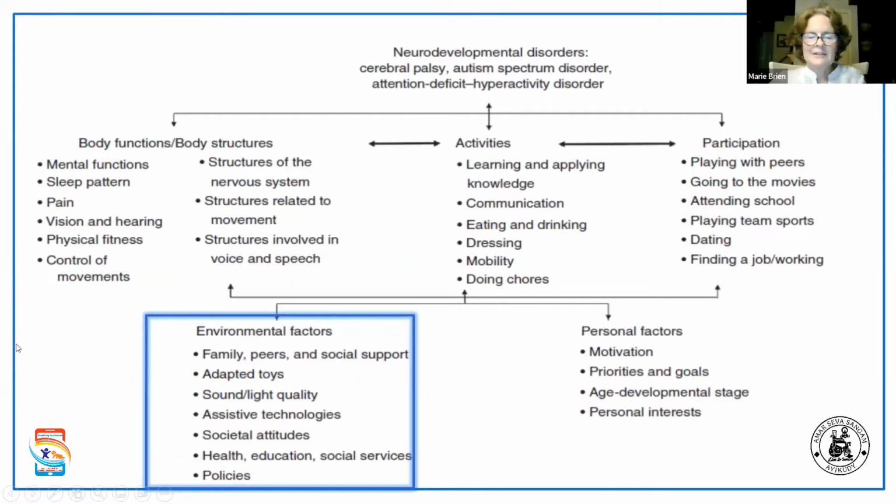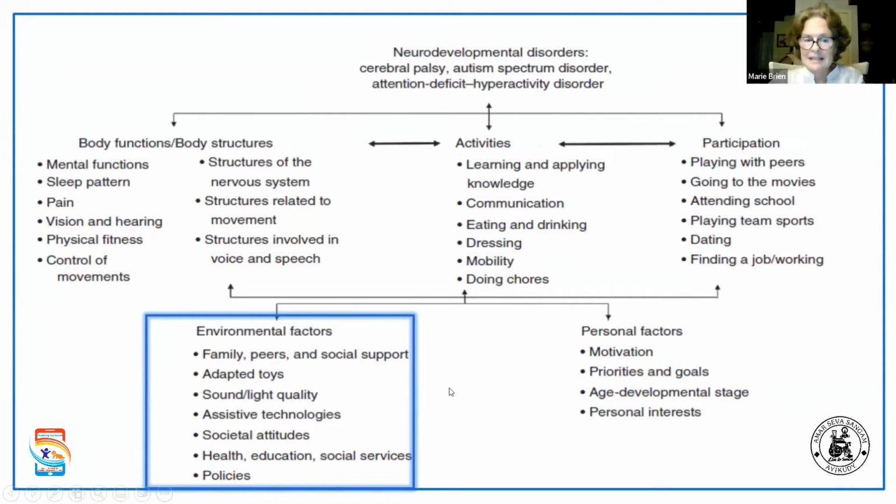So if we look here, this is the ICF framework. This is from a study that was done a few years ago. This is the ICF framework that has been drawn upon for any neurodevelopmental disorders. Could be cerebral palsy, autism, ADHD, and so on. And it looks at what within each domain is key.